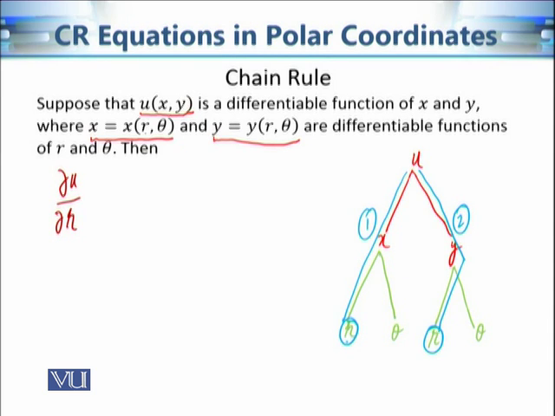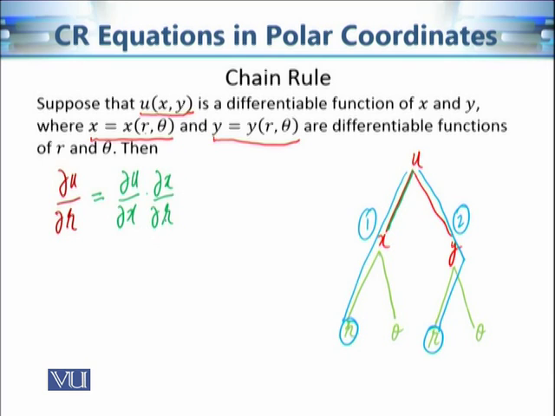So for the first branch, let's write down what will be the rate of change. This first branch is partial u by partial x. So we move from u to x, and then the rate of change is multiplied with the rate of change of x, so partial x by partial r.